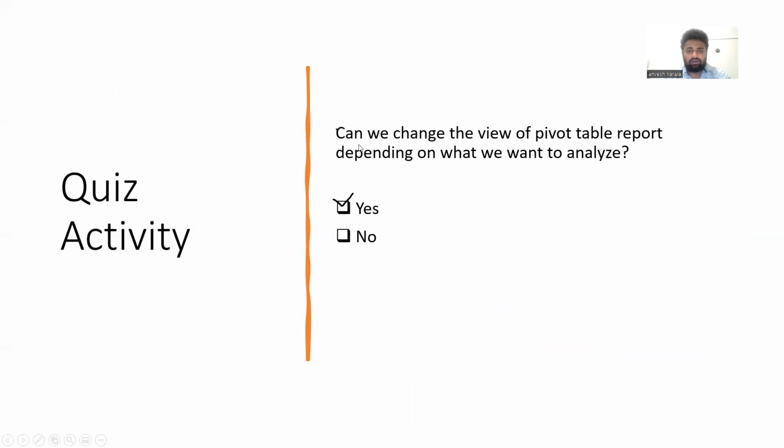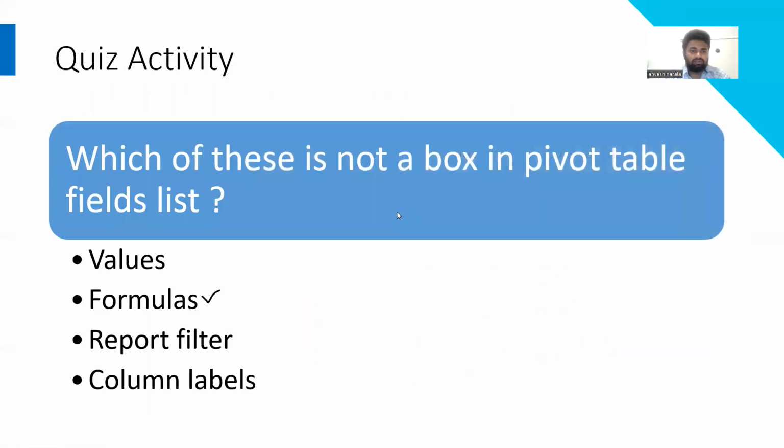Quiz activity. Can we change the view of the pivot table report depending upon what we want to analyze? Yes, we can. Which of these is not a box in the pivot table fields list? Just recall what we discussed. In the pivot table field list we have rows, columns, values, and filters. Formulas is not there.